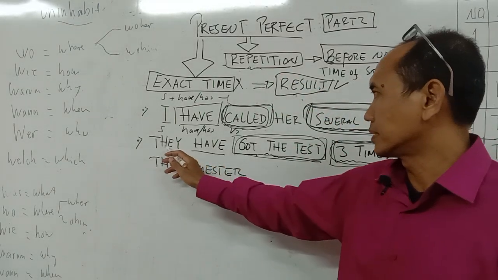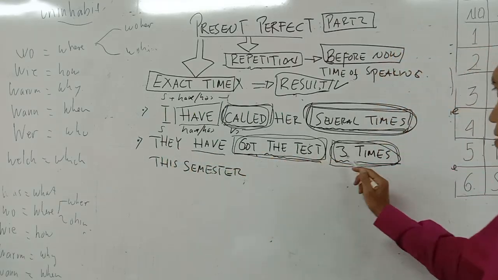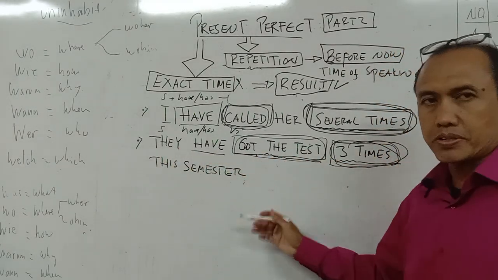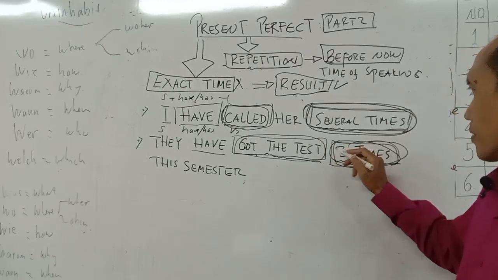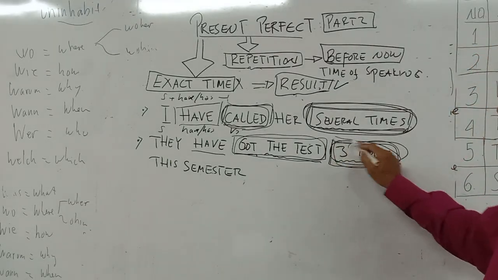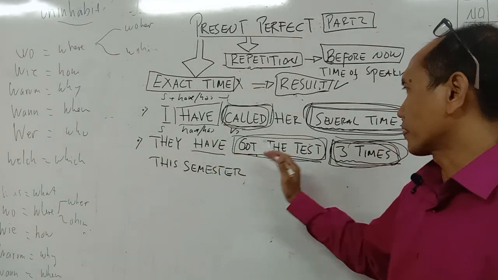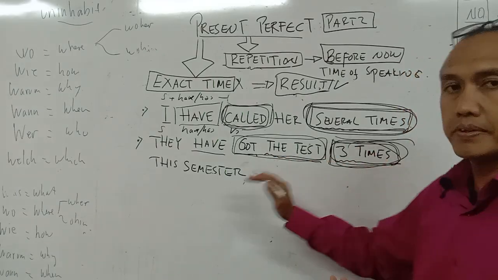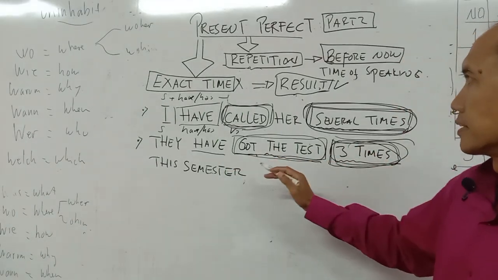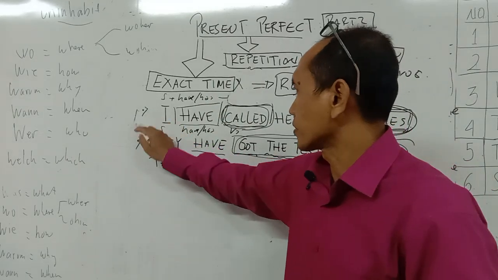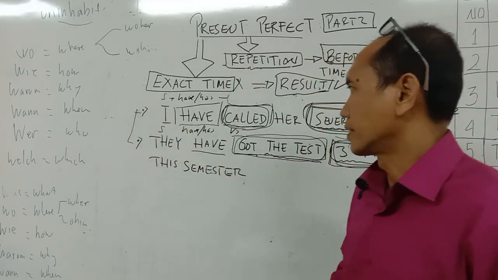And number 2 is they have got the test 3 times this semester. So how many times? 3 times. The students have got the test 3 times this semester. Here again, to show the repetition.